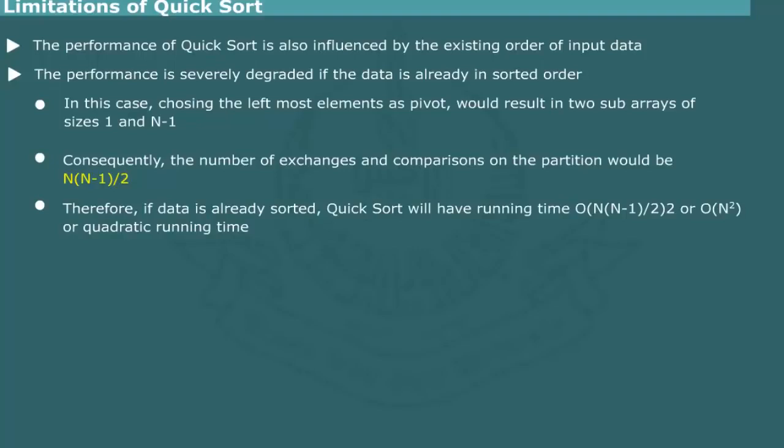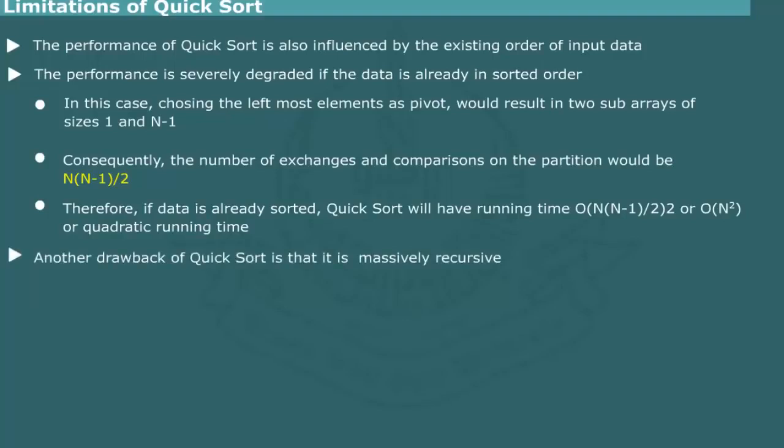As a result, the running time would be O(n times (n-1) by 2), or O(n square). Thus, the quicksort would perform as poorly as any quadratic sort algorithm.